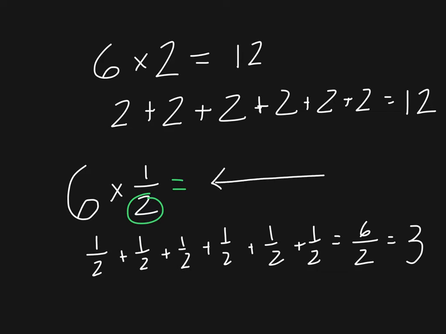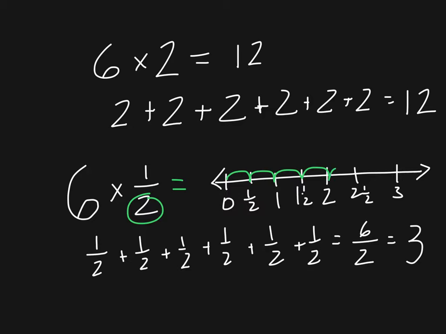I could also show this on a number line. If this is 0, I would have 1/2, 1 whole, 1 1/2, 2 whole, 2 1/2, 3 whole. And I could hop on that number line 6 times. So it's 6 equal groups of 1/2 to land on that answer, which is 3 whole.